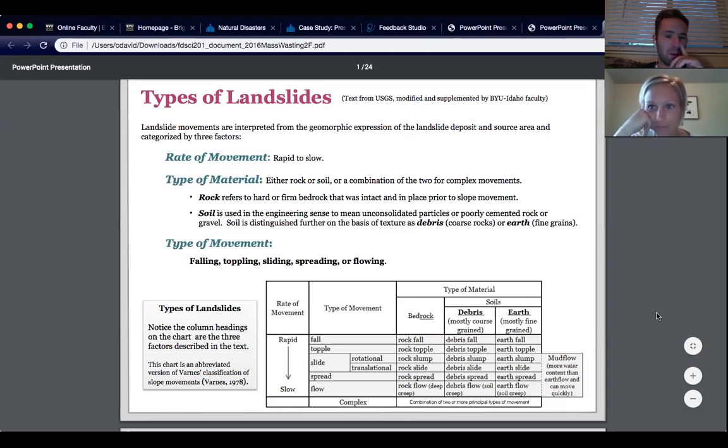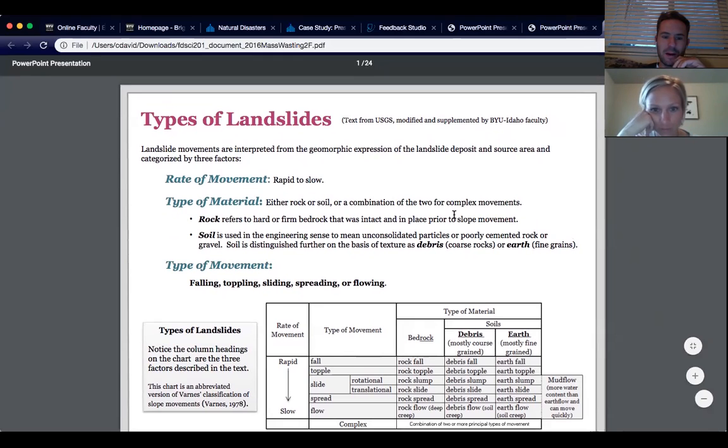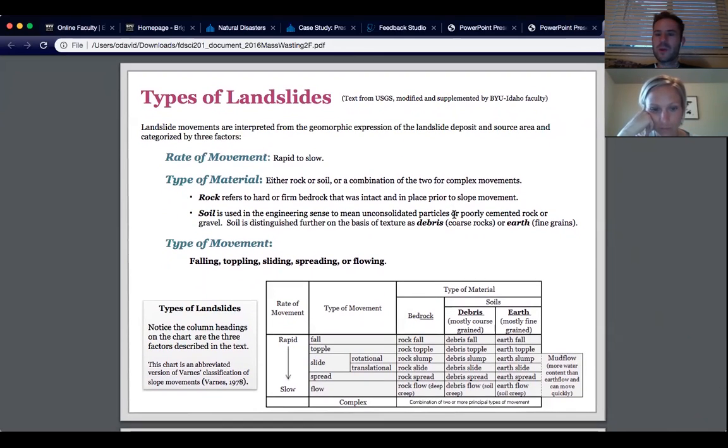Okay, so what we'll do then is start with the first PowerPoint that you went through. This is just the types of landslides. And this chart right down here, if you can see my mouse, is a good chart to know to help you understand landslides relative to mass movement. When they say landslides on here, I'll call them mass movement or mass wasting. That's what geologists call them. So landslides are these mass wasting events.